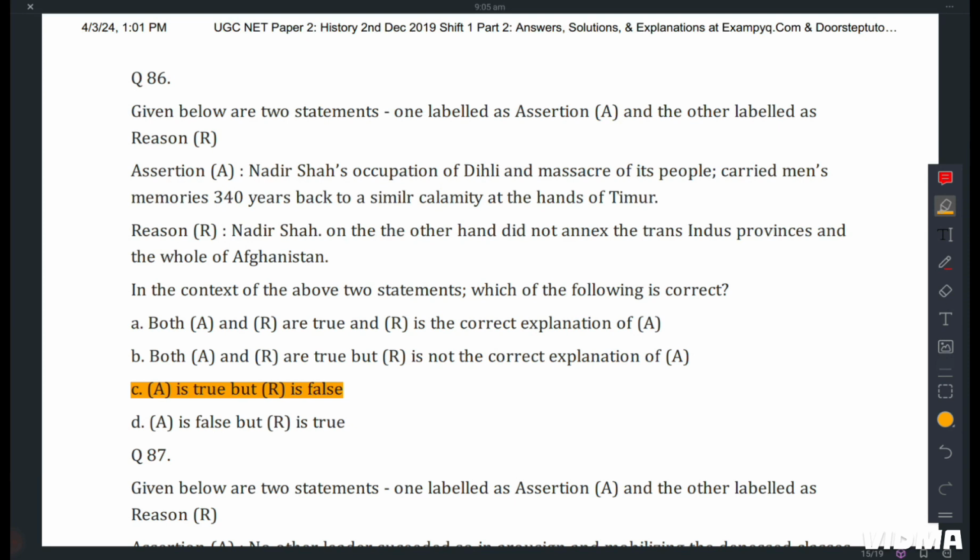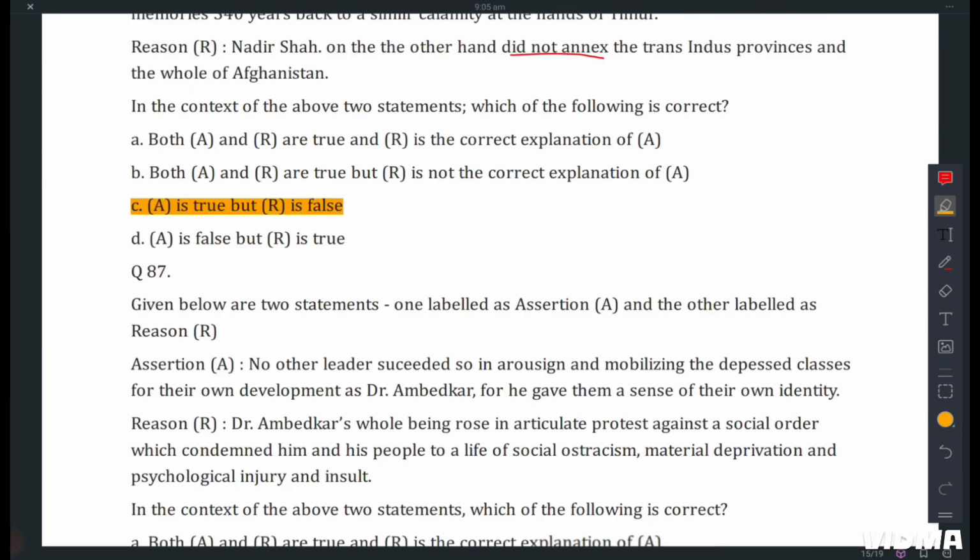Again, जब तिमूर ने किया था, the capture of Delhi Sultanate was one of the Timur's greatest victory in 1398. Okay, after Delhi fell to Timur's army, uprising by its citizens against the Turkic Mongols began to occur, causing a retaliatory bloody massacre within the city walls. उन्होंने retaliate किया था because memories were prevalent. Okay, and जो reason दिया है that Nadir Shah's occupation of Delhi and massacre of its people carried men's memories, that is correct, assertion is correct, and he also annexed the Trans-Indus province and the whole of Afghanistan. यहाँ पर बोला है not, but it is not correct. Therefore हमारा आंसर है C.